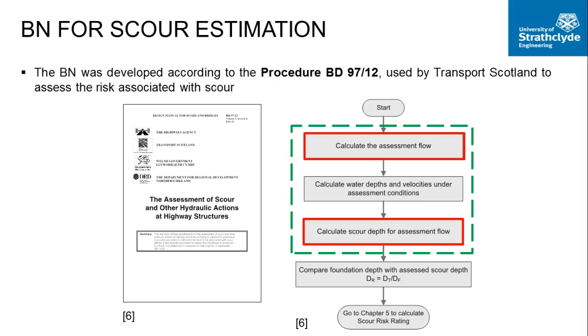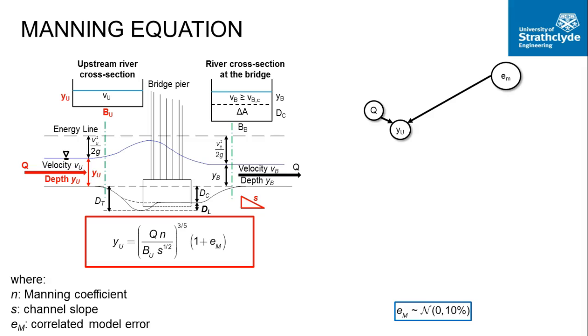Our system was developed following the model provided by the procedure BD 97/12. It's a procedure used by Transport Scotland to estimate the scour starting from the water flow. So the water flow is the starting variable of our Bayesian network. The Manning equation was employed to describe the relationship between the water flow and the water level, and a model error is included in the model itself.